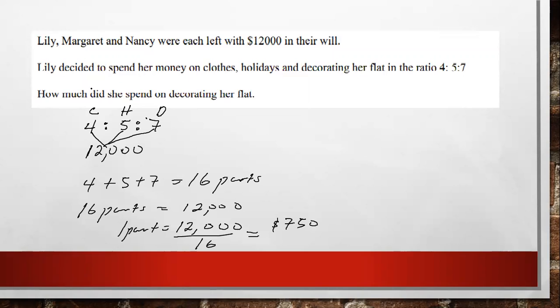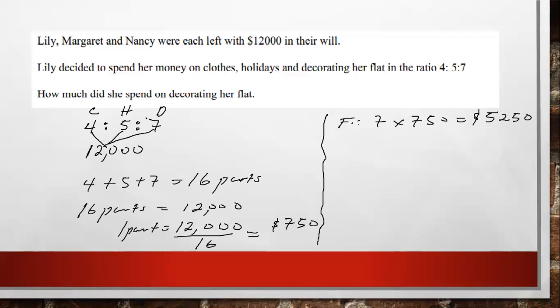Now, the question was asked, how much did she spend on decorating the flat? Let's go back to this. How many parts did we get for decorating the flat? 7. So the flat has 7 parts. So it'd be 7 times 750. Now, can somebody work it out and tell me what you get? 5,250. Okay. So this is the amount.